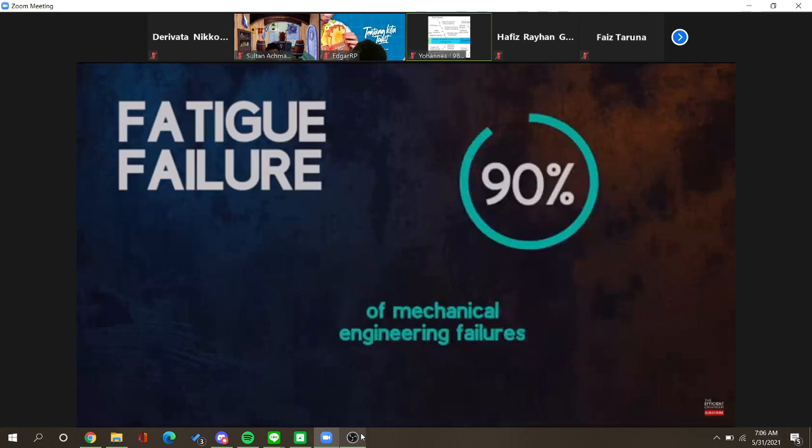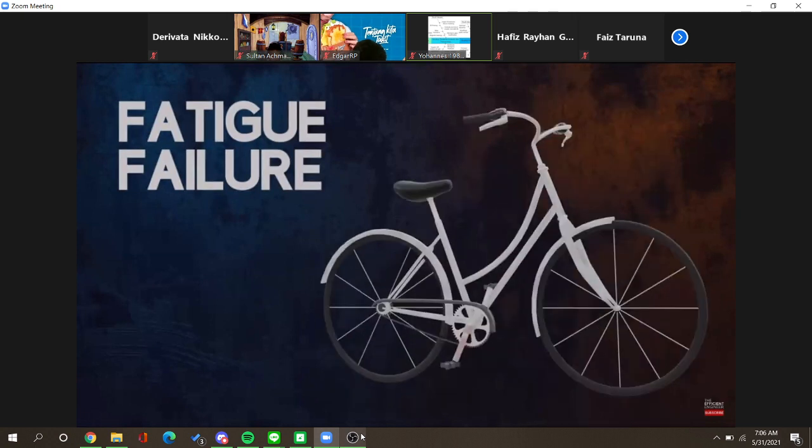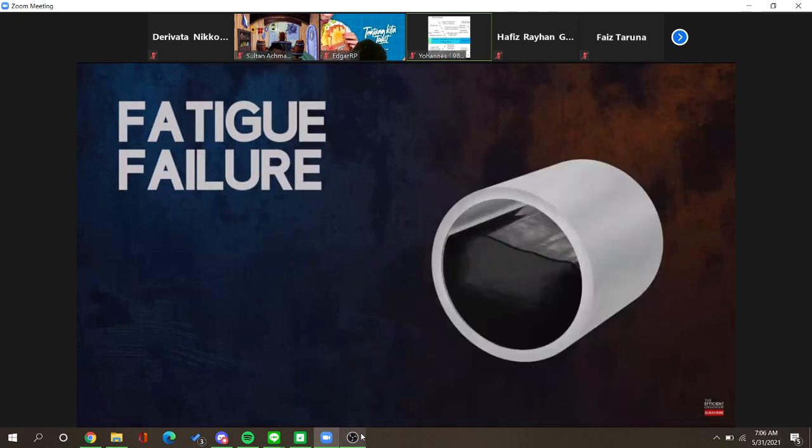The bolts in an office chair, the crank arm on your bicycle, and pressurized oil pipelines are just a few examples of components which are subjected to time-varying loads and may be at risk of fatigue failure.